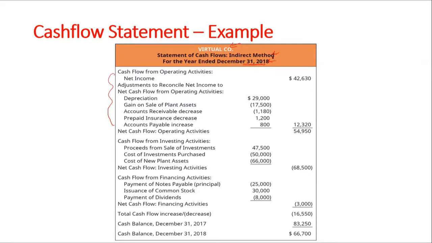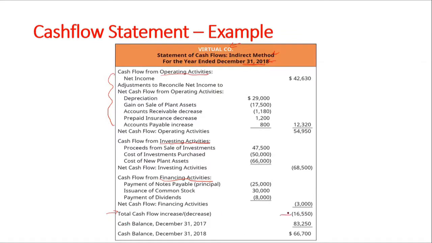So this is a very standard format for the cash flow statement. You start with the company name, the title of the financial statement, the period, and then you start with the cash flow statement, right? So you have operating activities section here, and then you have investing activities section here, and then you have the financing activities section here, right? So 3 sections here, and then it will give you the total cash flow increase or decrease.